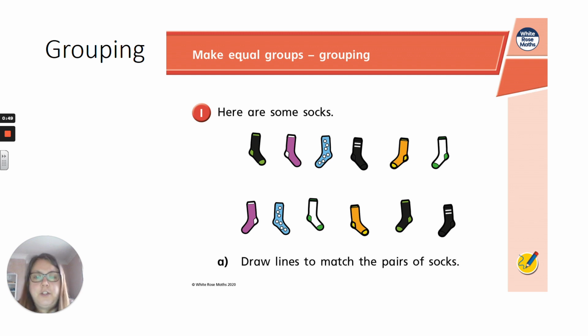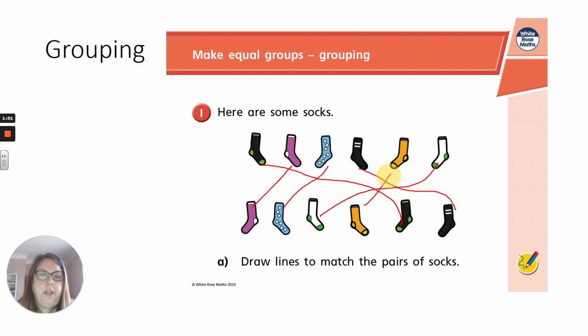So by matching the socks up, we would draw a line. So we've got one with a green toe, so we match that to that. And we've got a purple one, we've got spotty ones, we've got some white ones, some black toe ones, and some yellow ones, okay? So we've drawn our lines to match our pairs of socks. So they're in groups of 2, aren't they?